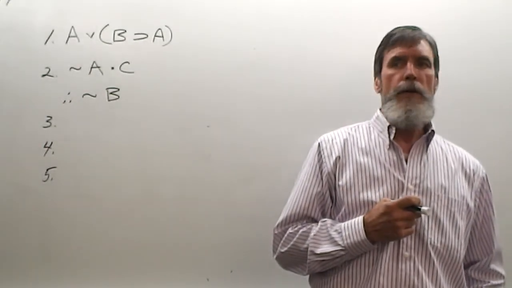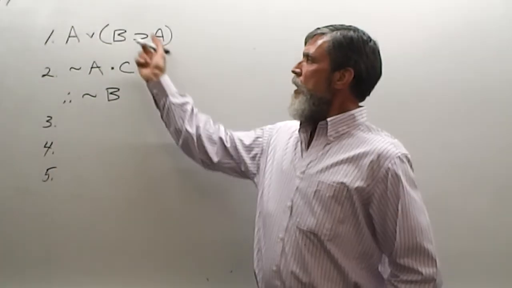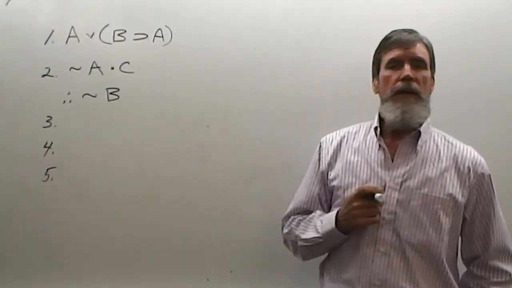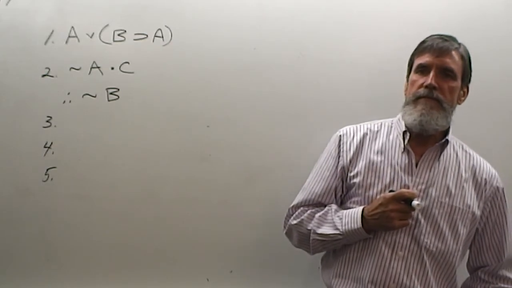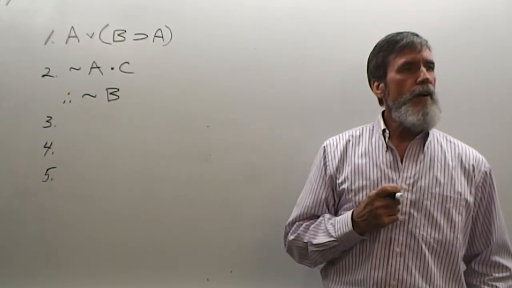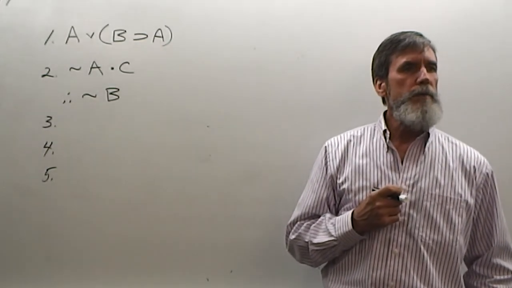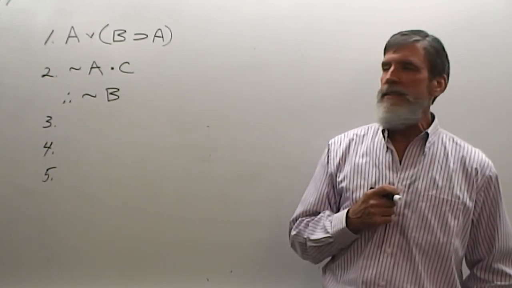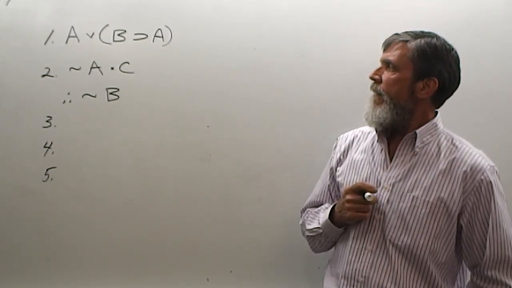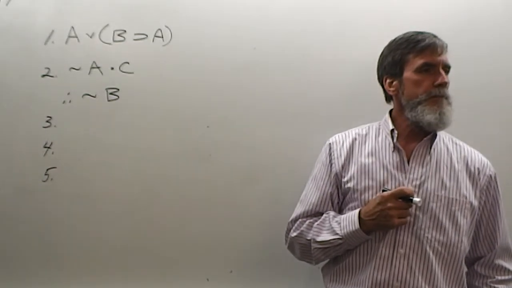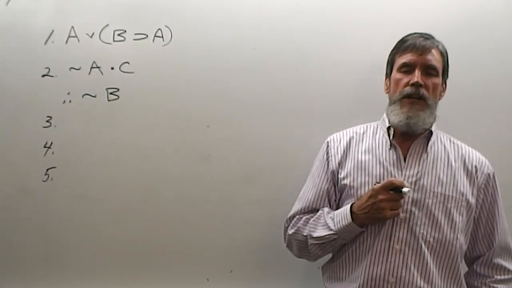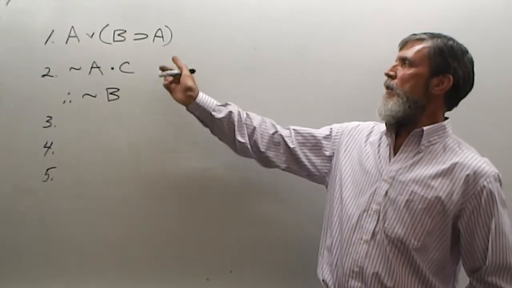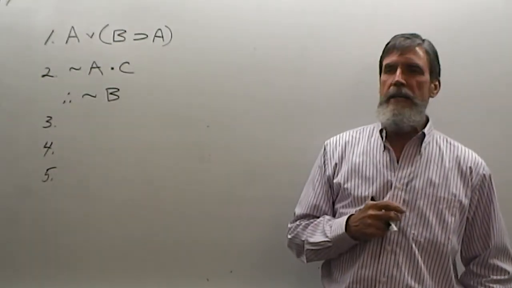I'll bring it up again for you. Let's look over our premises and see what we have to work with. First premise is a wedge. Well, there are 2 argument forms or rules of inference that use wedges. Disjunctive syllogism. If that's the premise of disjunctive syllogism, the first premise, we're going to extract B horseshoe A. Agreed?